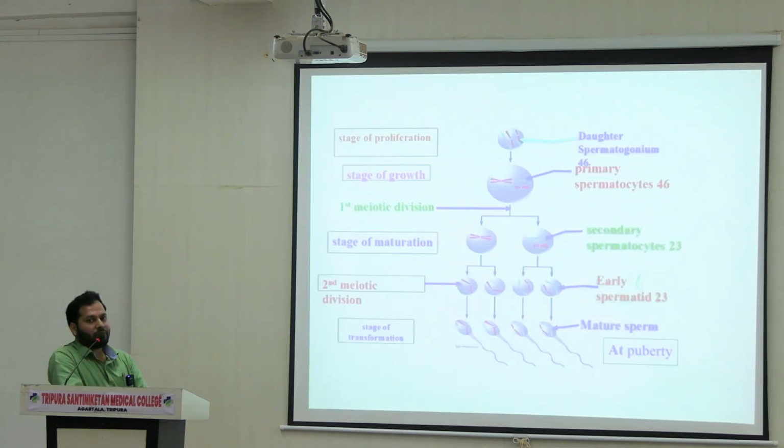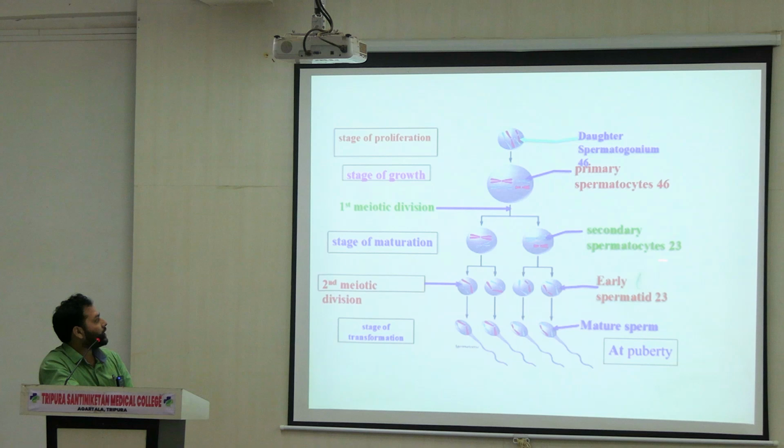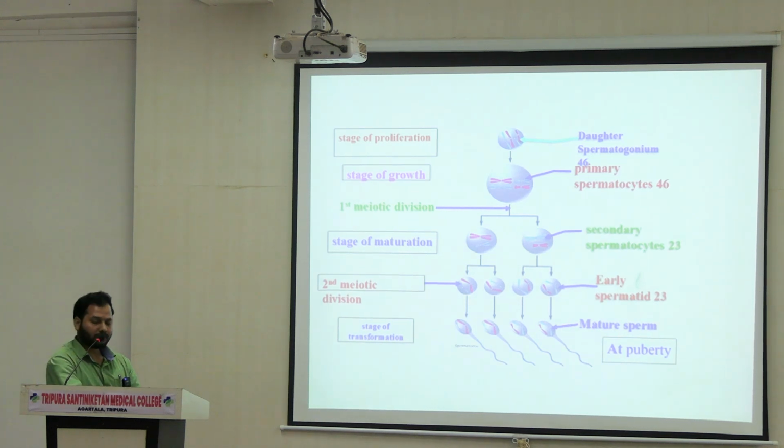Now you can see here a diagrammatic representation of the number of chromosomes in daughter cells. You can see it is 46 in the primary spermatocyte, and after the first meiotic division, it gives daughter cells where the number of chromosomes is half. After meiosis II, it gives spermatids, which also contain an equal number of chromosomes, and finally, it gives mature sperms.